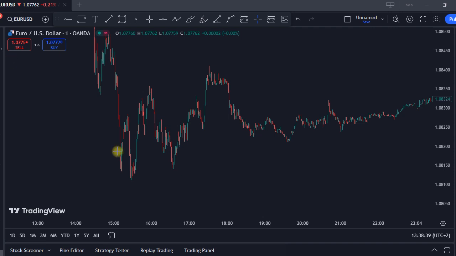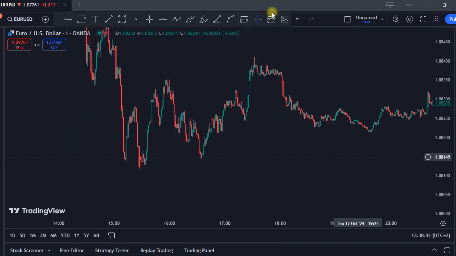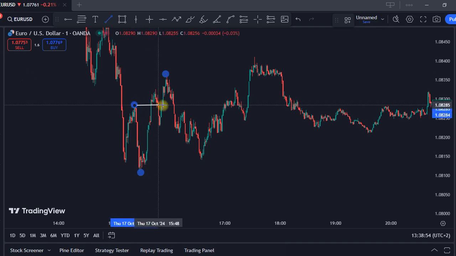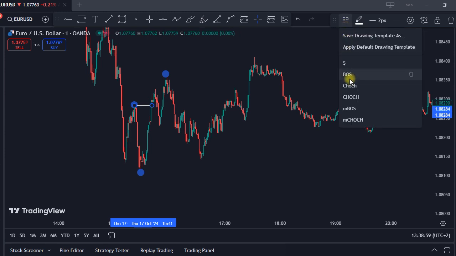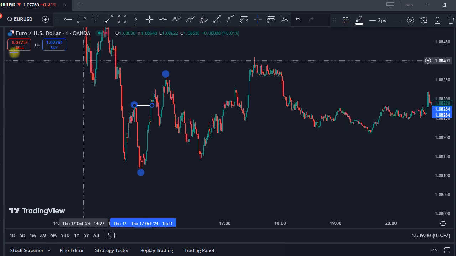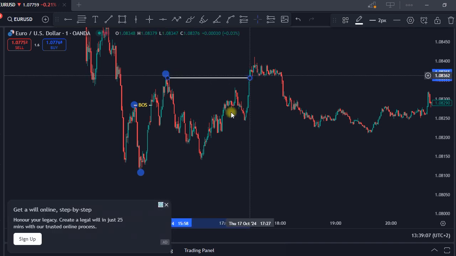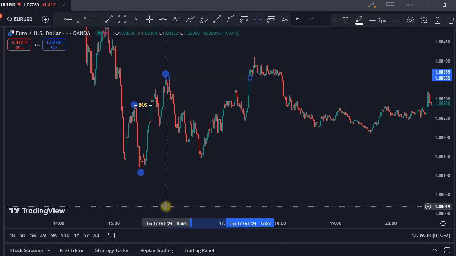Now as you can see, we can start over here. This here is a high and this is a low and a higher high. So already we have an indication of an upward trend. Now this over here is going to be a breakout of structure. That's a breakout of structure, and again here we have another breakout of structure. That's a breakout of structure.